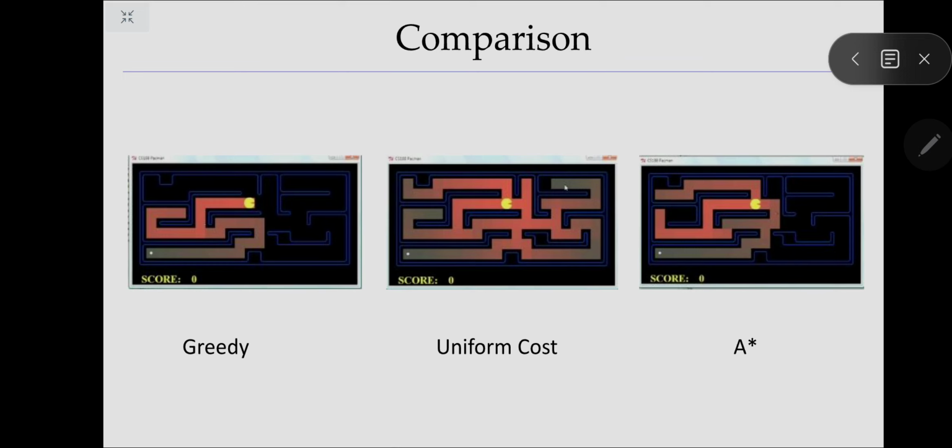Now, we compare three kinds of algorithm. The first one is greedy. The second is uniform cost. And the third is A star. As you see, the fringe that is searched by the greedy algorithm is the least among the algorithms.